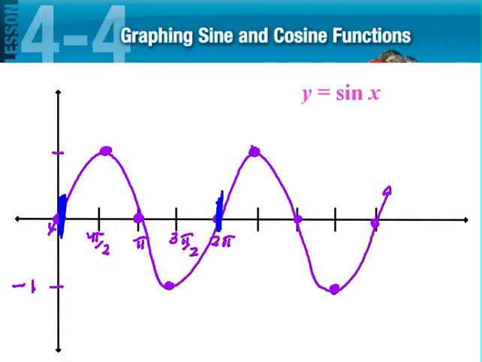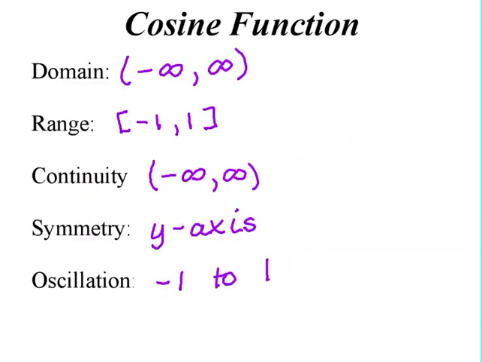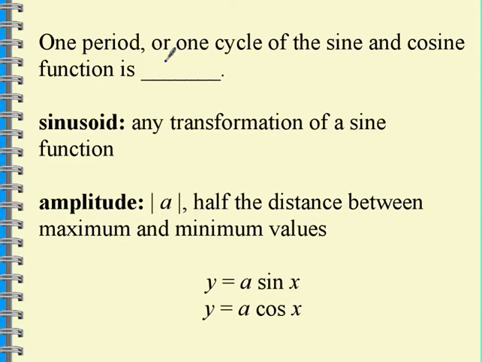So let's go back to that slide. One cycle of the sine and cosine function is 2 pi, and it holds true for the cosine curve as well. So things you're looking for are middle to middle or peak to peak, high point to high point. A sinusoid is what we're going to be looking at in this section. That is any transformation of a sine function. So that means, do we shrink it? Do we make it wider? Do we shift it over? That's what a sinusoid is.